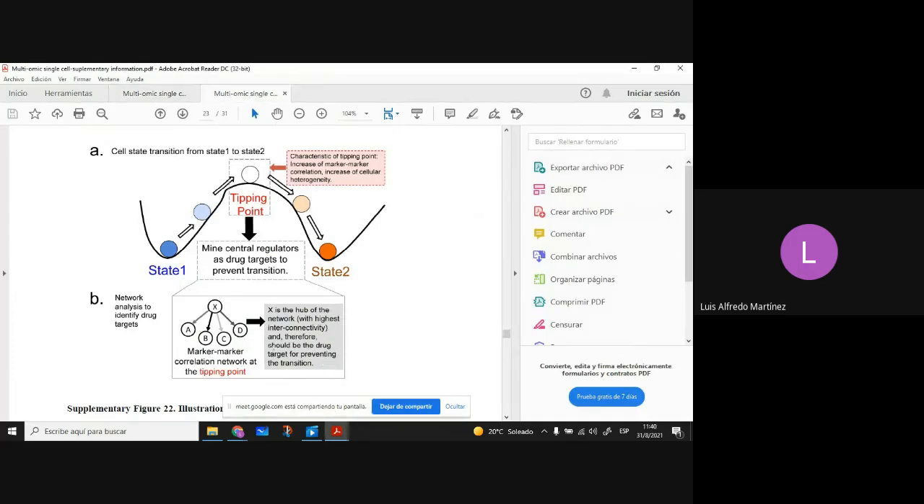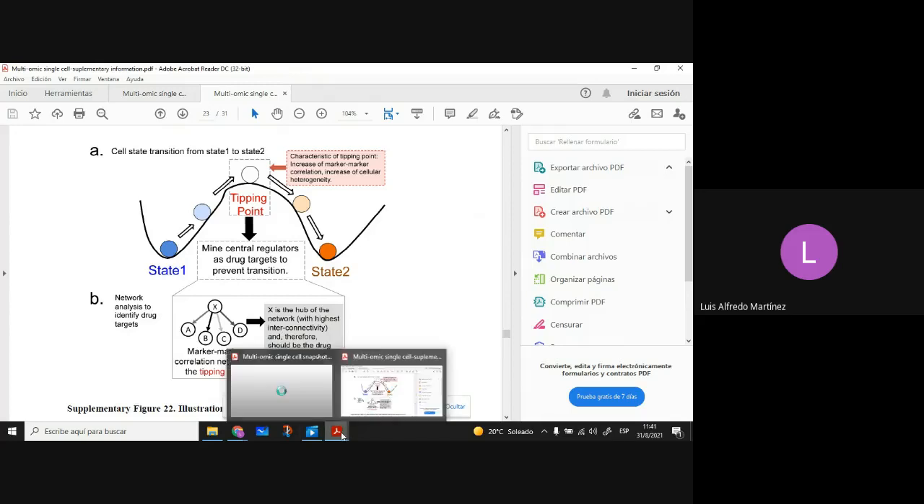The cellular state involves cellular change at the biological level and transitions occur at certain critical points. These figures show the two states, state one with negative values, and state two with positive values, and the tipping point is the critical point of transition between the two states.